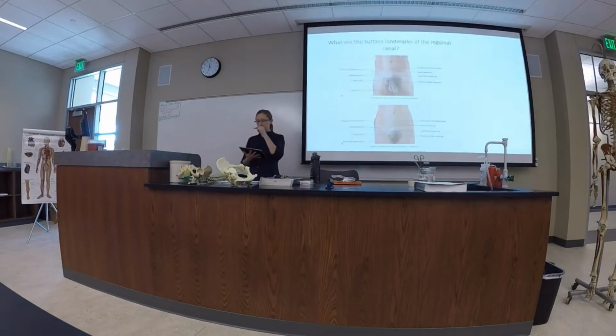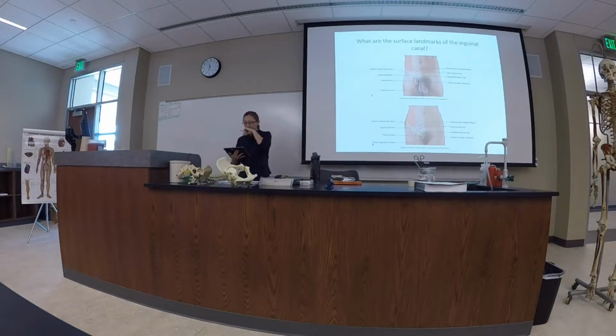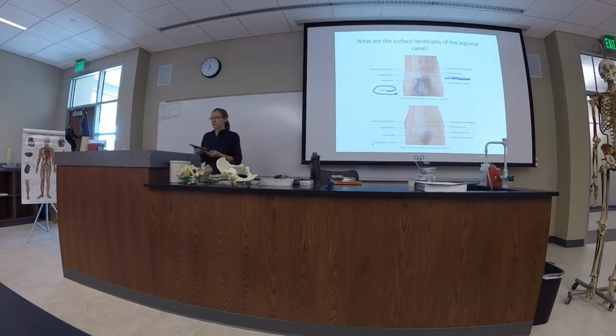We did some relations of surface structures and palpable structures in both the male and the female for the inguinal canal. Mostly we're going to focus on the superficial ring of the inguinal canal. For the male, we can trace the spermatic cord up from the scrotum to the superficial inguinal ring, and that's a palpable area in the male. That's also a place where you can palpate for a hernia.